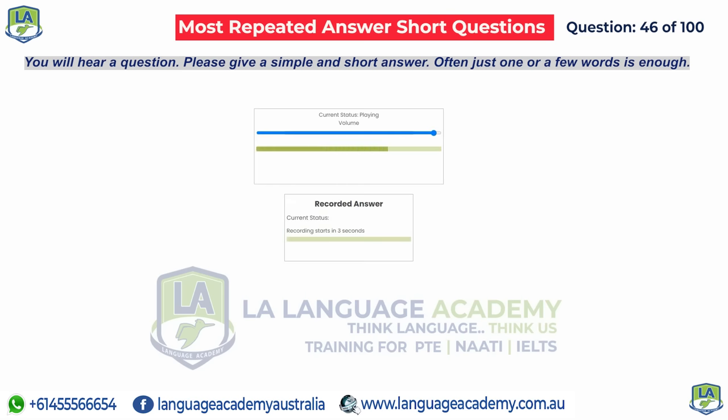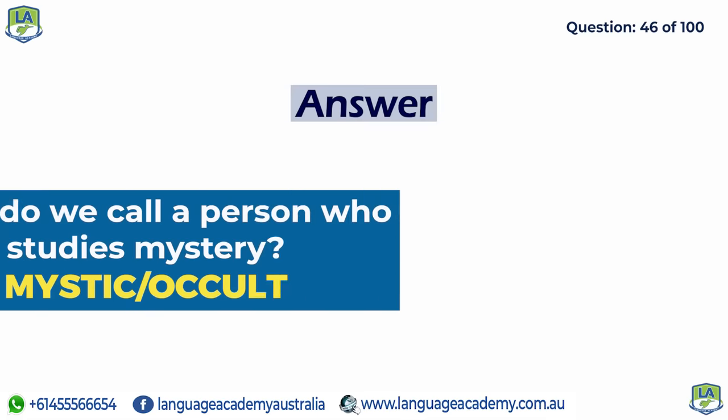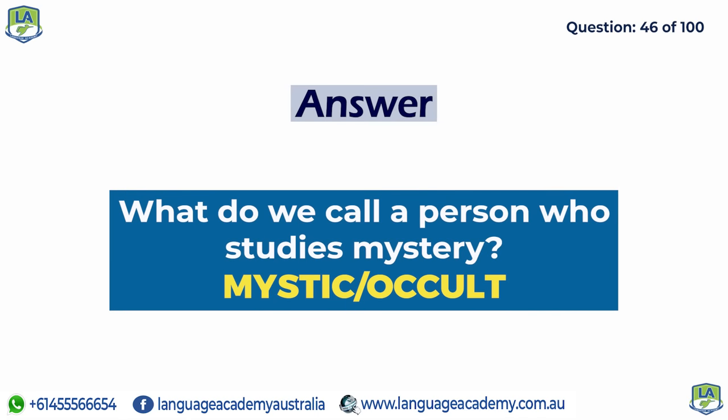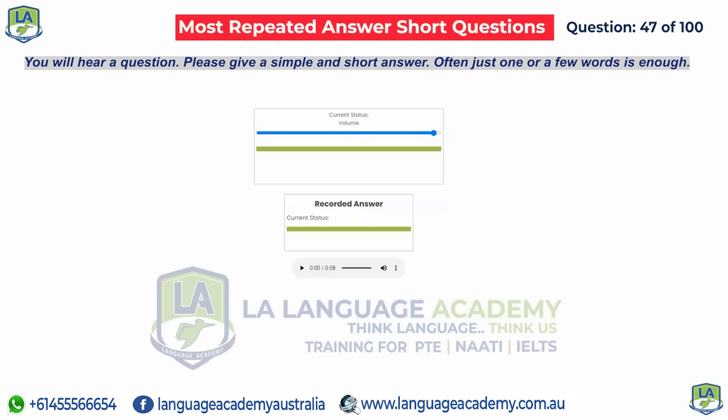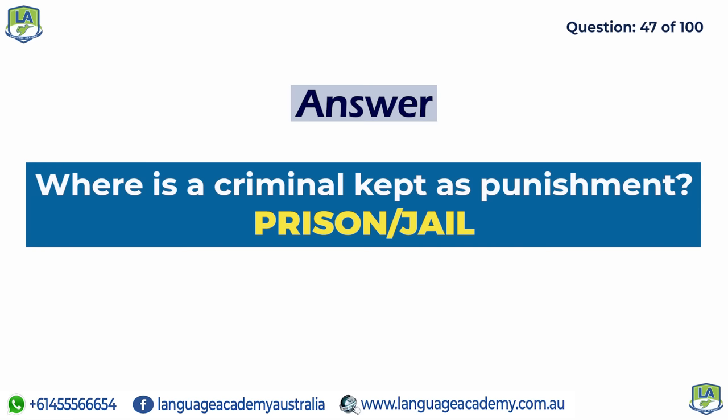What do we call a person who studies mystery? Mystic, occult. Where is a criminal kept as punishment? Prison, jail.